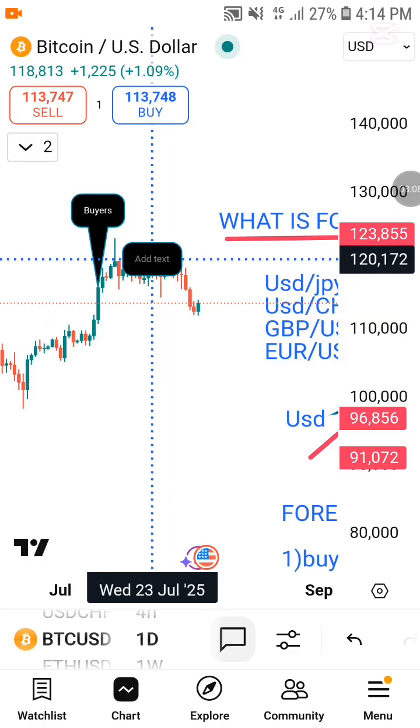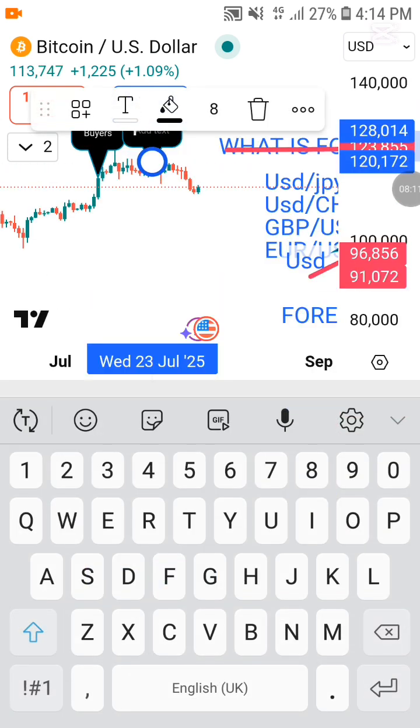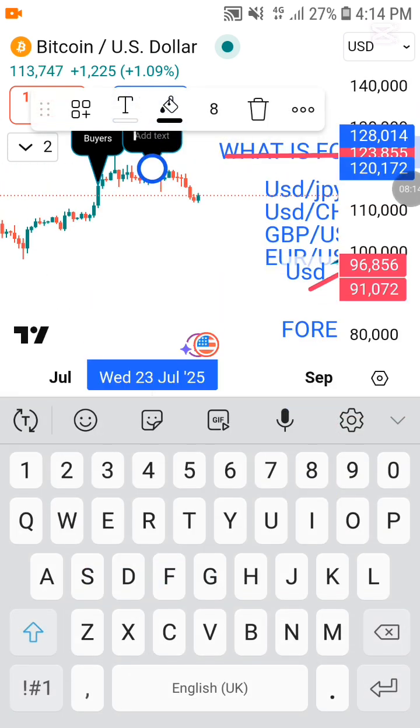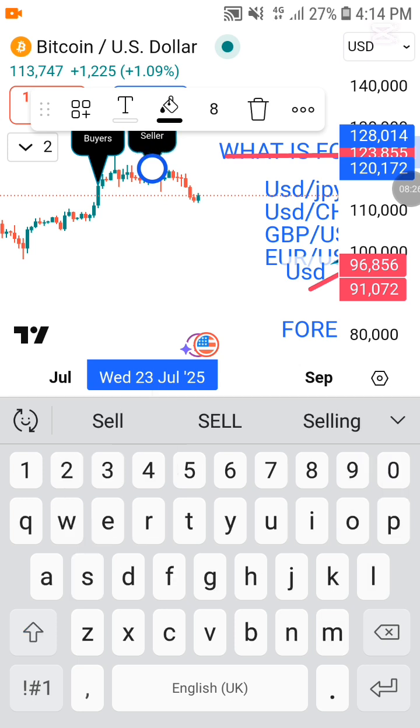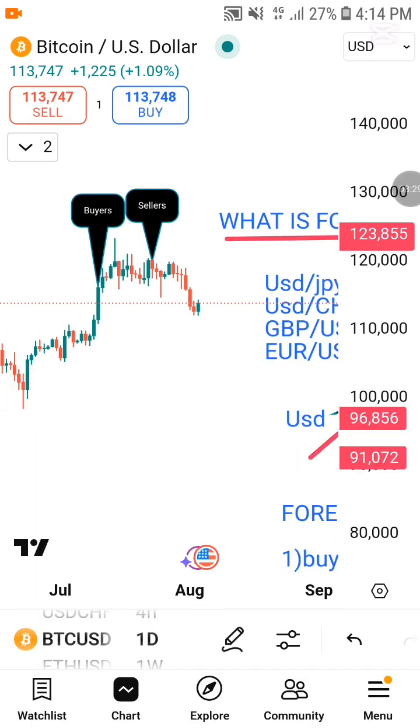Anytime you see a red candle, know that it is a seller. Each candle represents, you can just say, a seller that is there. So we have sellers here. Can you see sellers here? So this is it. Understand that.